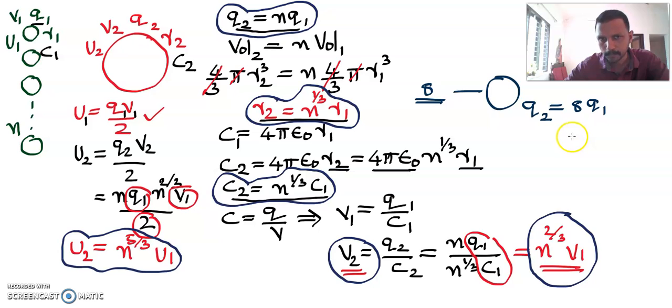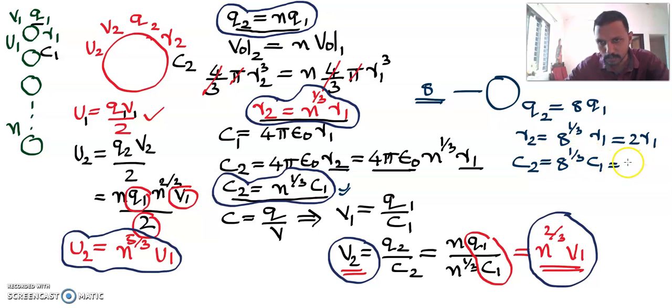Is that clear? Then what's the relation between the radius of the smaller and bigger one? It should be R2 is equal to 8 raised to 1 by 3 R1. What is 8 raised to 1 by 3? It is the cube root of 8. Since the cube root of 8 is 2, we could write 2R1. Is it clear? Then let's speak about capacitance. The capacitance of the larger drop will be C2 is equal to n raised to 1 by 3 C1, which in this case is 8 raised to 1 by 3 C1, and I could write 2 C1. Is that clear? 8 raised to 1 by 3 is 2.